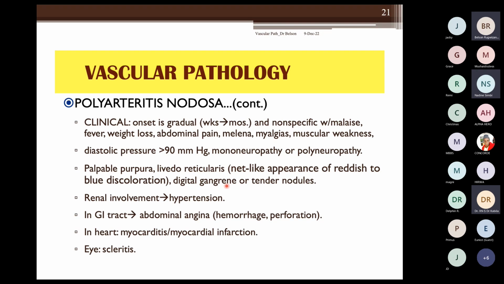If there is renal involvement, the kidney will react by making sure the blood pressure is increased. In GI, there will be abdominal angina, like angina pectoris, but in the abdomen because of the ischemia in the intestines. And if this lasts long, then the walls of the intestines will be weakened, they can undergo perforation, and so on.